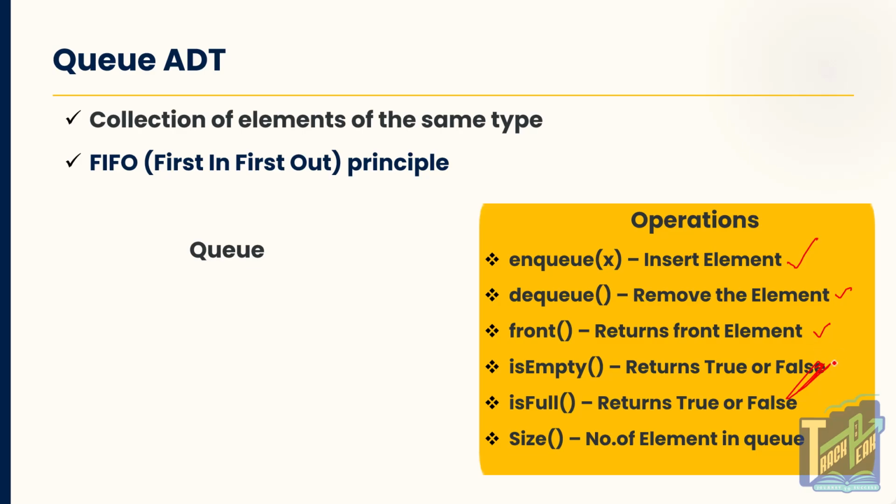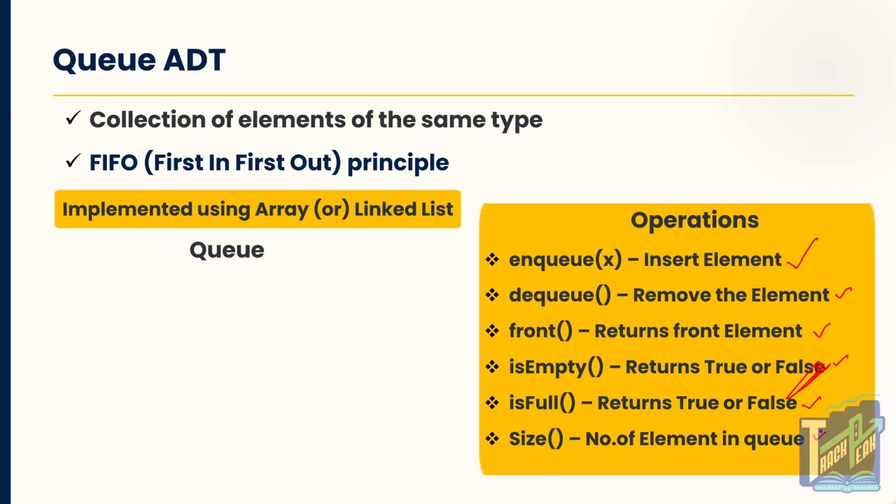And isEmpty function, which is used to check whether the queue is empty or not, and isFull, which is used to check whether the queue is full or not, and size, which checks the number of elements in a queue. This can also be implemented using an array or linked list, but the ADT doesn't care about it. In a queue there are two main concepts called front and rear.